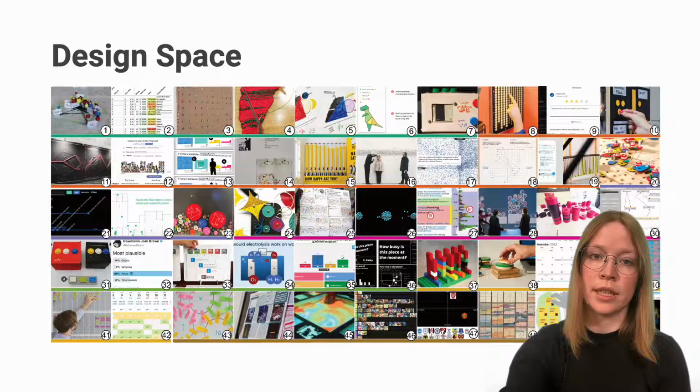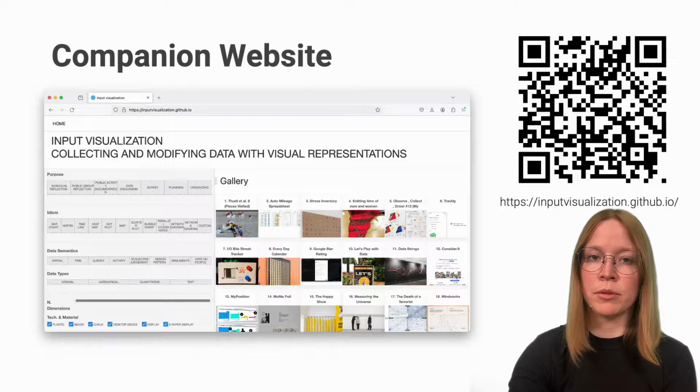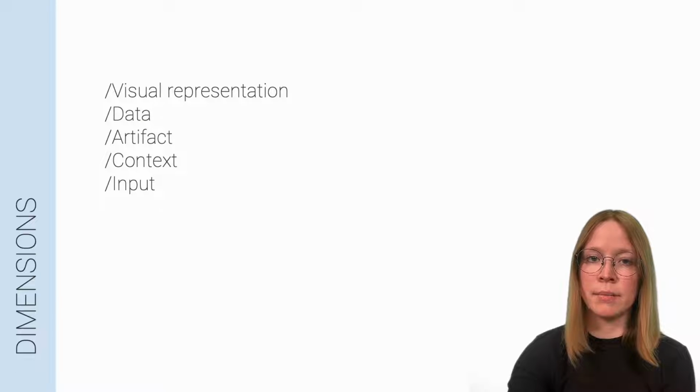Our resulting design space includes both visualizations and physicalizations that are specifically designed to support data input. The examples of our corpus are also available in the supplemental material and on a companion website. We organized the 16 dimensions into 5 high-level categories: visual representation, data, artifact, context, and input.